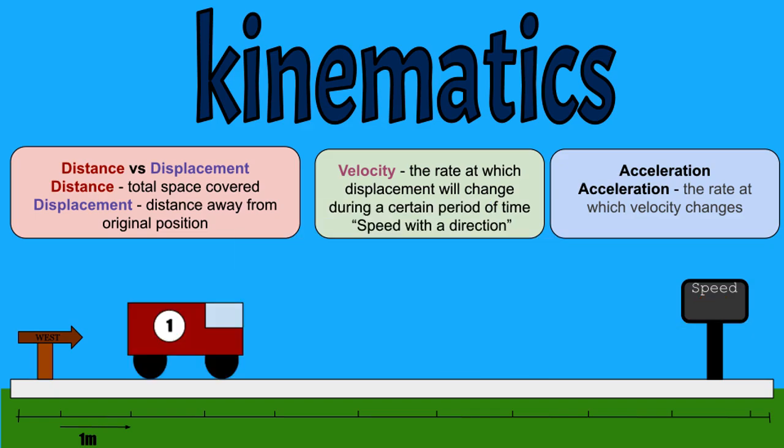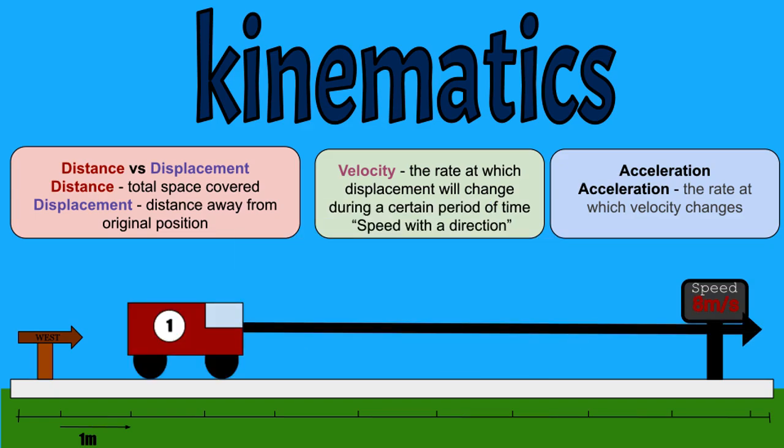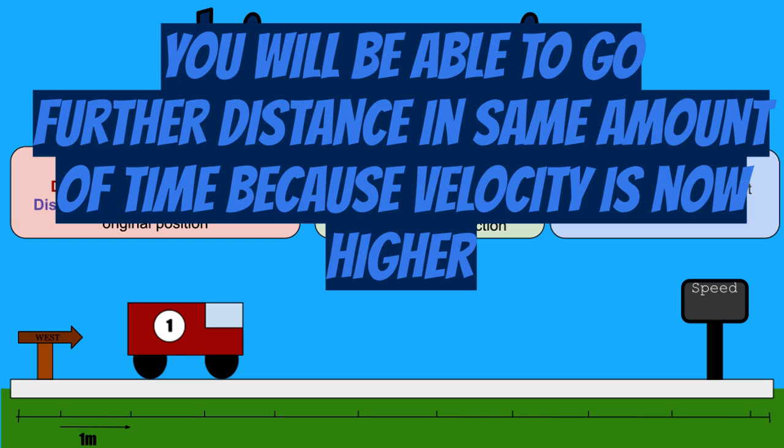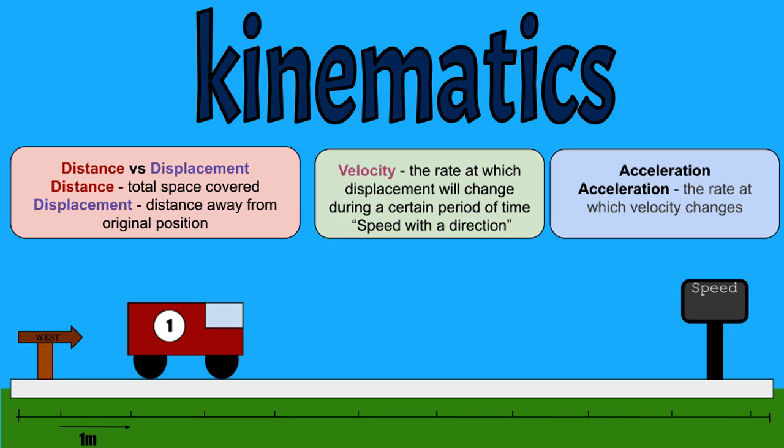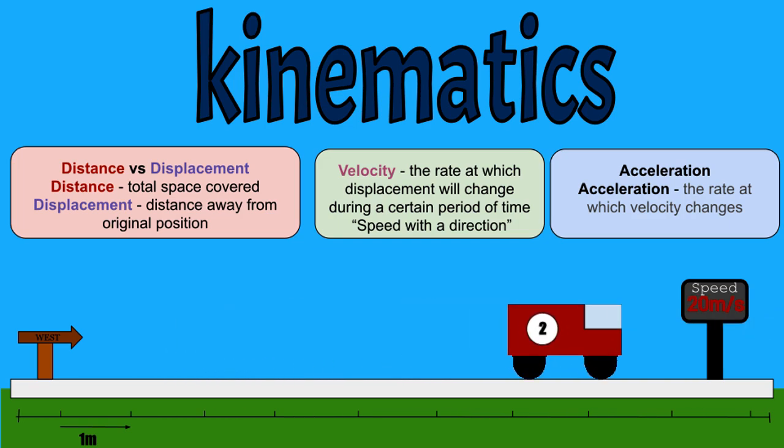Your car's velocity will slowly increase and increase and increase, which means you'll be able to go further and further distances in the same amount of time. For example, after 10 seconds, its velocity would be 20 meters a second, which means it can now travel 20 meters in just 1 second. Because velocity is changing the whole time, it gets harder to calculate displacement while the car is accelerating because it's not as simple as just multiplying the time by velocity like I did before.